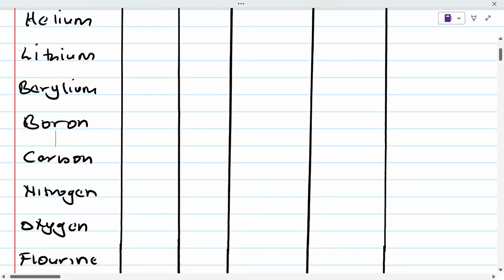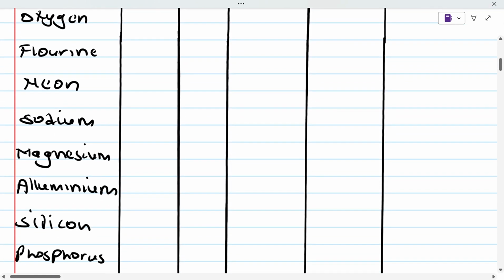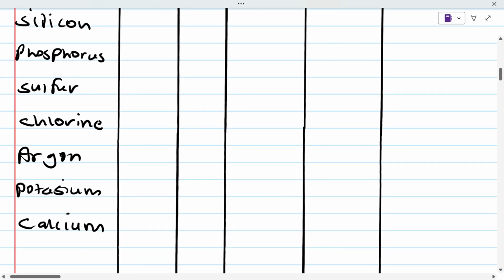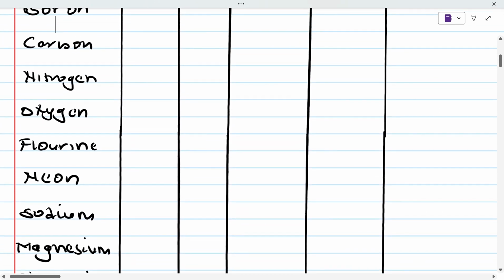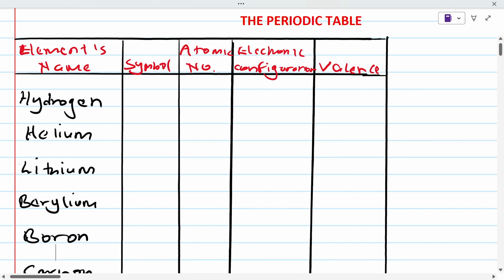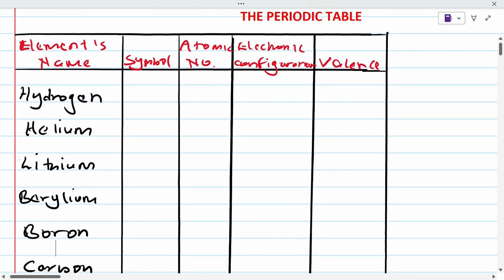Now I have a display of all the elements from number 1 to number 20, which is calcium. And I really need you to understand whatever thing I'm going to explain here, because it is really going to help you in the analysis and understanding the periodic table. Now, I'm going to start with the symbols.